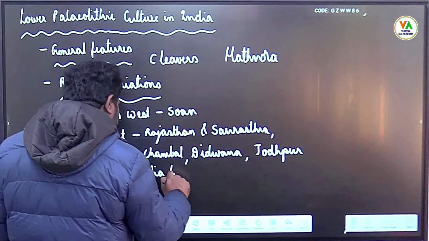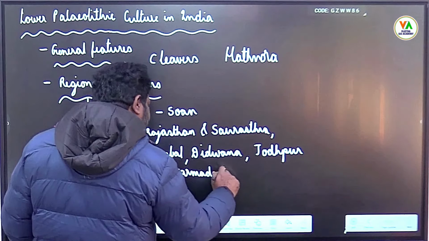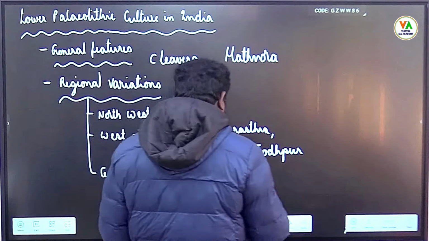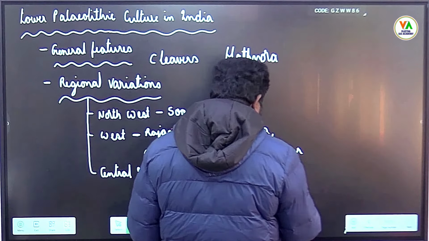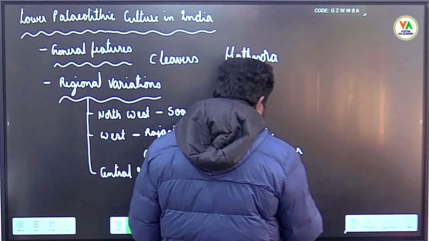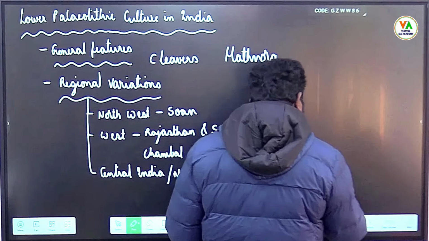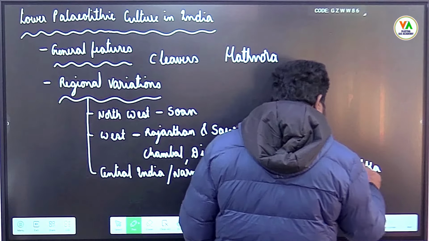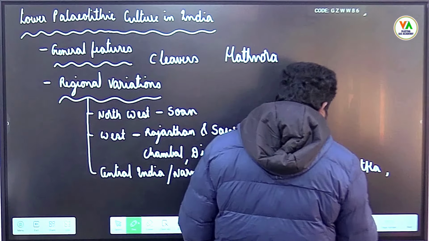Central India, Narmada Valley. In central India only we have this Hoshangabad or Hatnora, Bhimbetka, even some sites in Orissa and Meghalaya. All these.